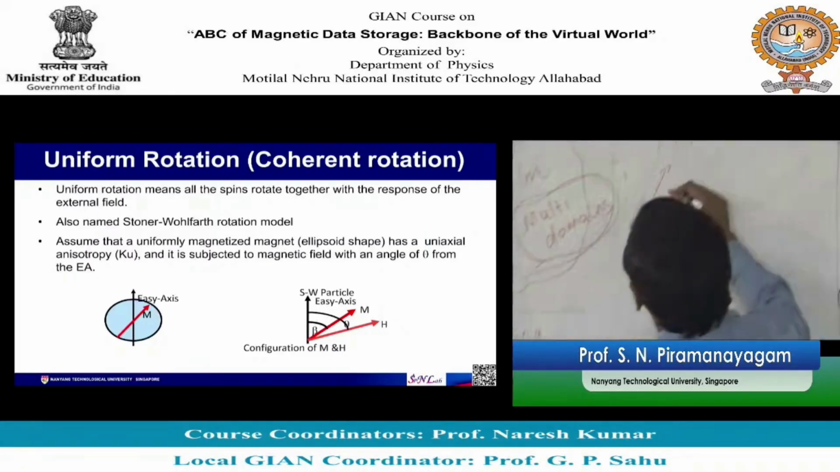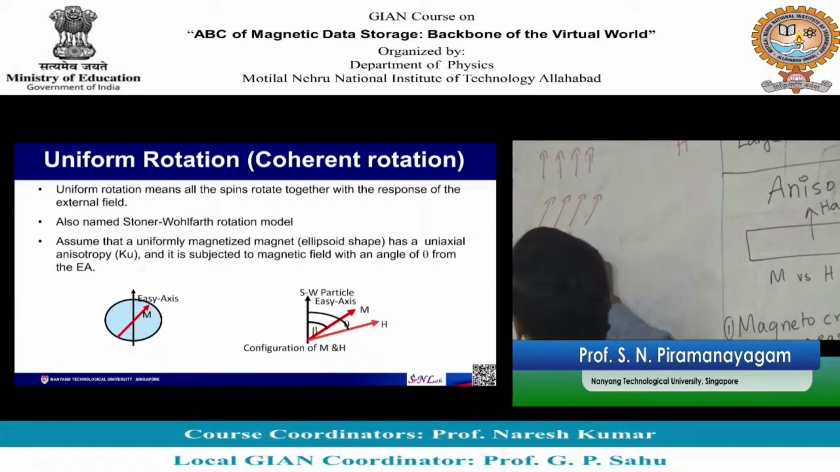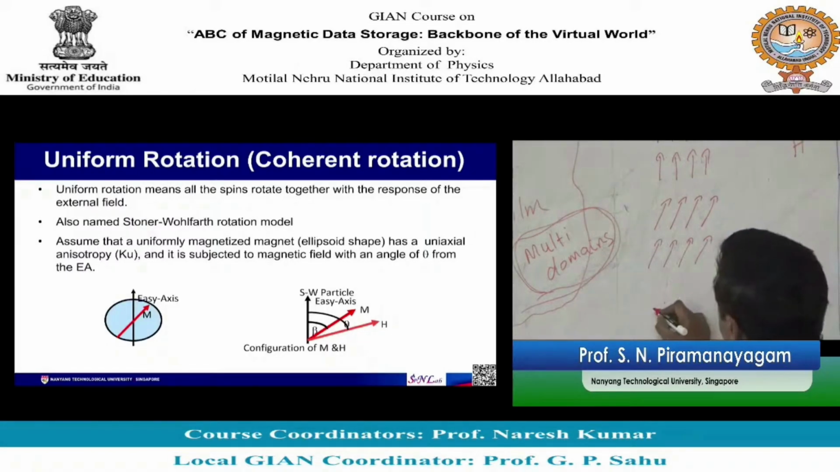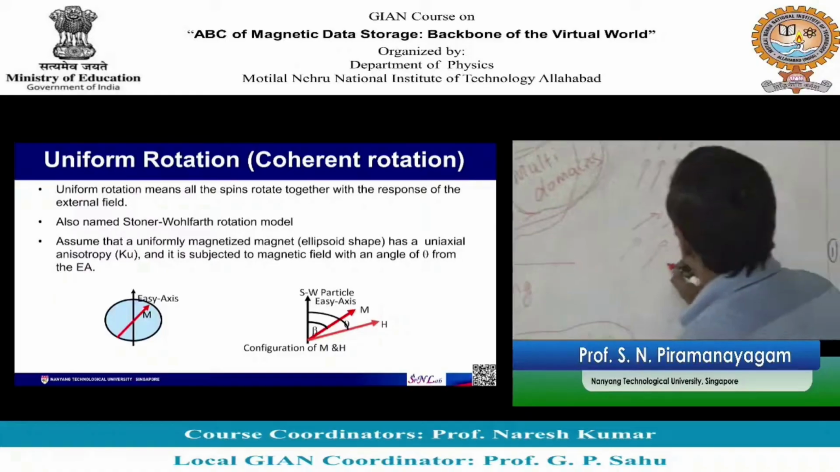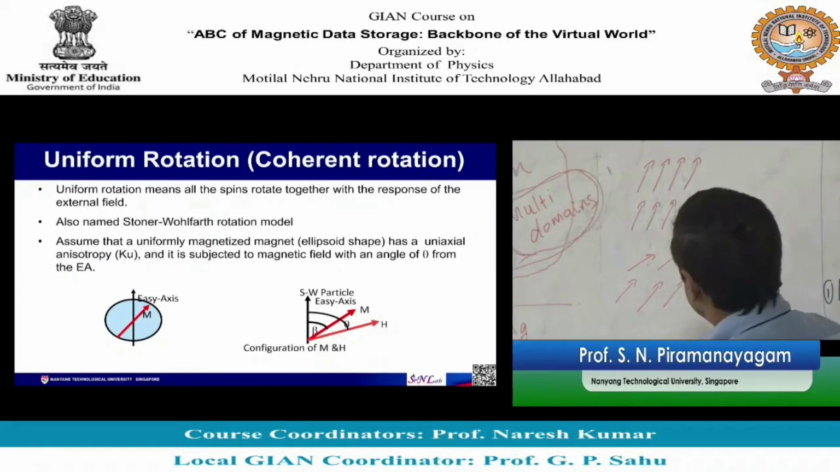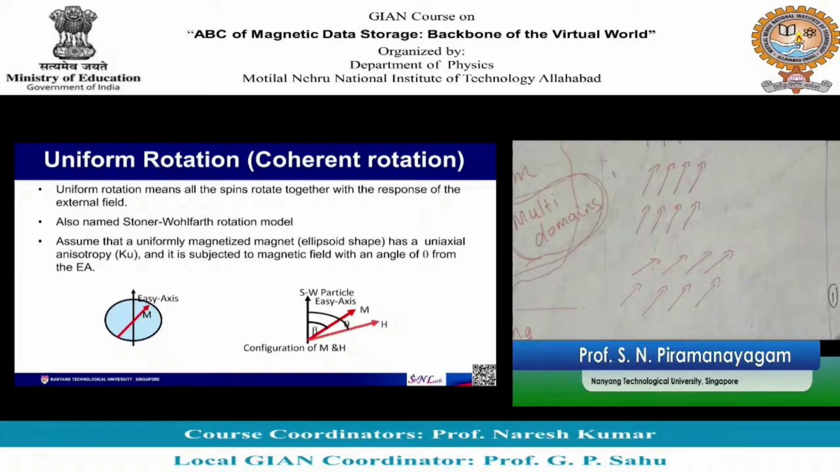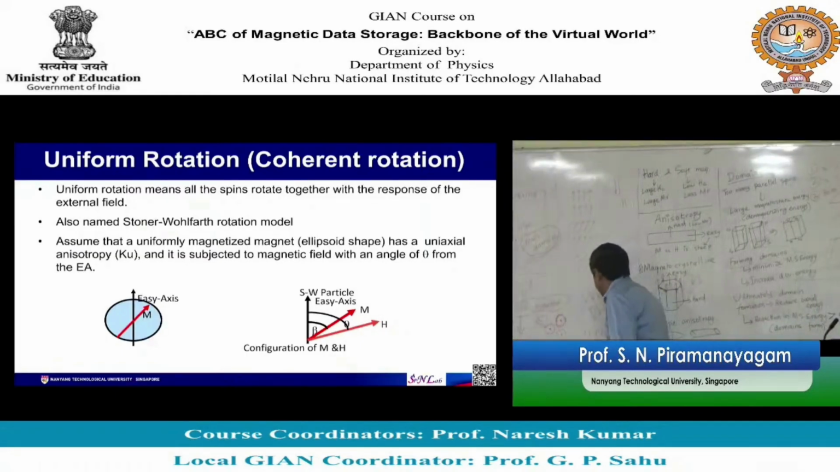So they will all go together in the same direction. At another instance, maybe they are like this. After some time, they will be like this. Then finally, they will reverse to the other direction. So coherent means what? In phase.